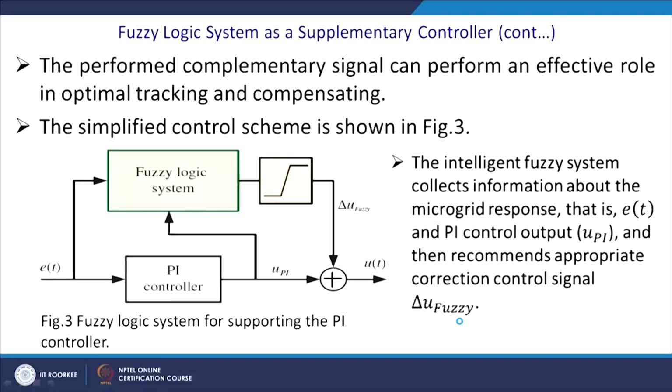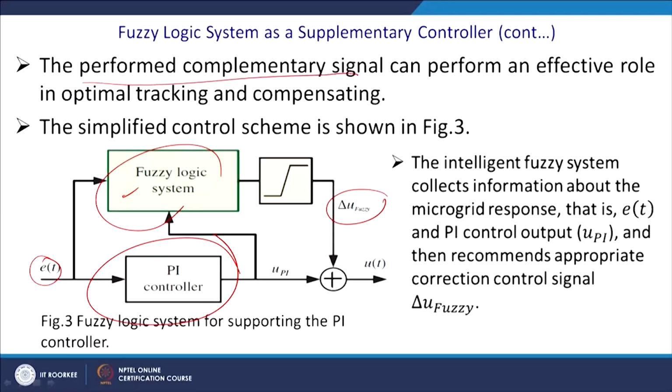So what happens? This is the plant model, you have a PI controller, and you have a fuzzy logic system. This is the input to the PI controller, this is the FLC, and you have limiters. Ultimately you get the value u(t) which you are supposed to get from the PI controller, but it will fine tune the process of the PI controller. It may be a summer or a subtractor; the way you use it is a different matter.